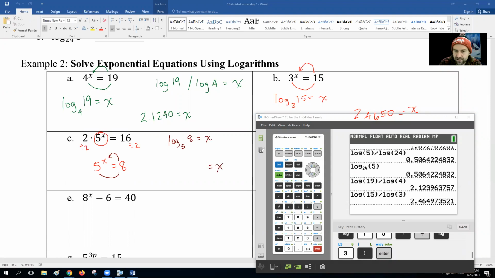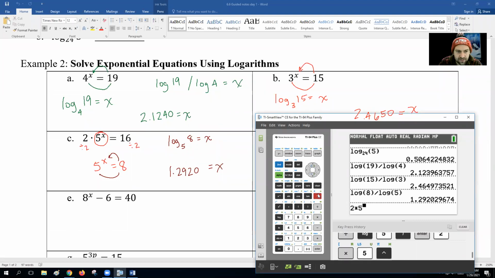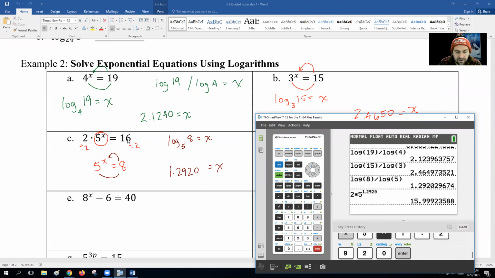Okay, so we're going to type that into the calculator. You can use the log base button, or we can do log 8 using common logs divided by log 5. And we can get that answer. And we get 1.2920 when we round. And remember, we can always double check our answer. If I type in 2 times 5 to the 1.2920 power, we get something pretty darn close to 16. And the reason why it's not exactly 16 is because we didn't put in all the decimals.